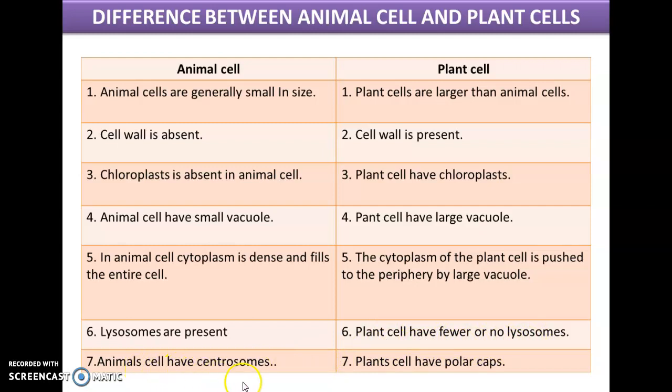Animal cells have centrosomes for the spindle formation during cell division. But in the plant cell, there are polar caps for the formation of the spindle during cell division, which divides the chromosomes into equal parts.